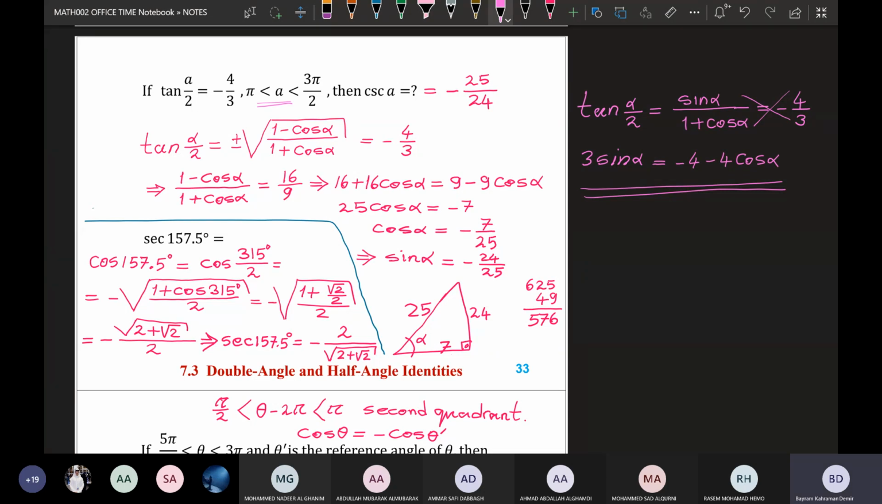Of course, in the next section, solving trigonometric equations, we will see how to solve all kinds of trigonometric equations. So this is the reason I chose this root formula for tangent alpha over 2. Okay. Okay, Shabab.